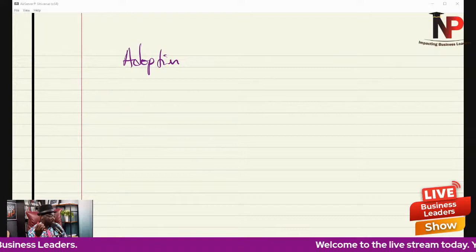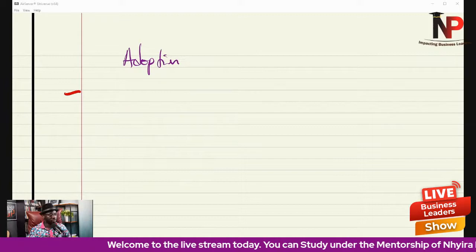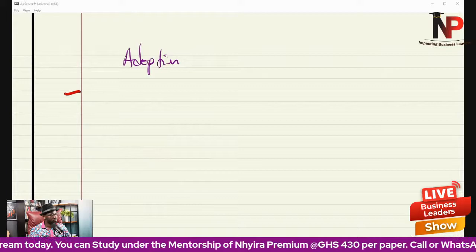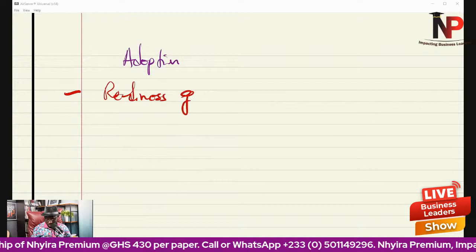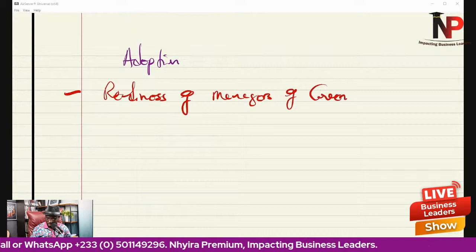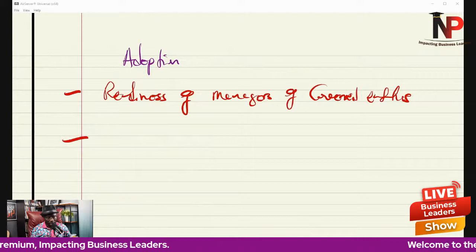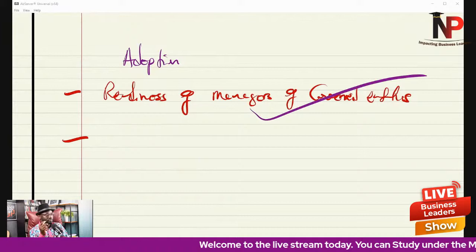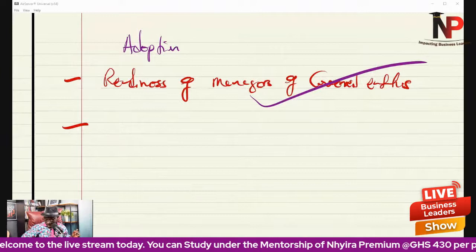Then you see people writing points down. The readiness of managers of covered entities. Then they think they are done. They go to the second point. The examiner says explain. It didn't say state. State is you write the points down. That's all. But when the examiner says explain, it means you go further.